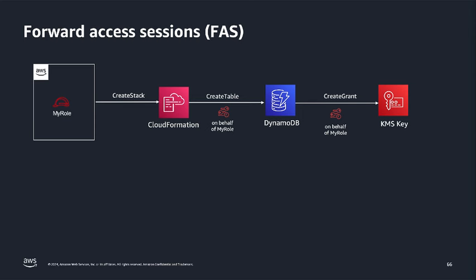Now let's talk about forward access sessions, or FAS. FAS is a technology that's used by AWS services to allow a service to make a request to another service on your behalf. The request appears to the downstream service as if it was made by your principal, my role in the image you see here. Let's see how this works.